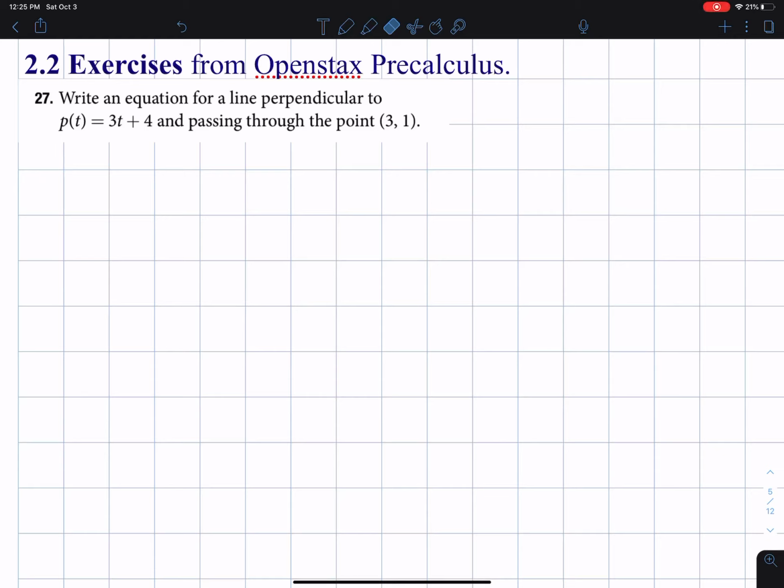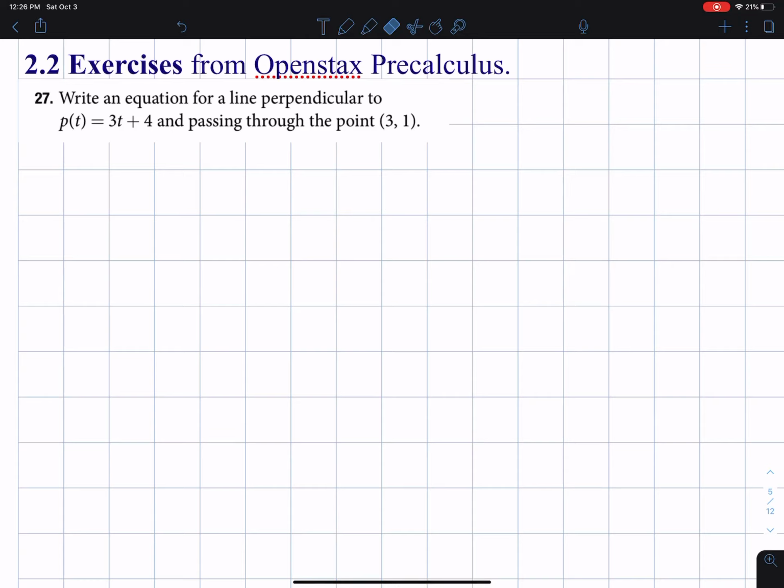This is section 2.2 from OpenStax Precalculus. We're doing number 27 here, where we write an equation of a line perpendicular to the line P of t equals 3t plus 4. It's perpendicular to the first line, and it passes through the point (3, 1).